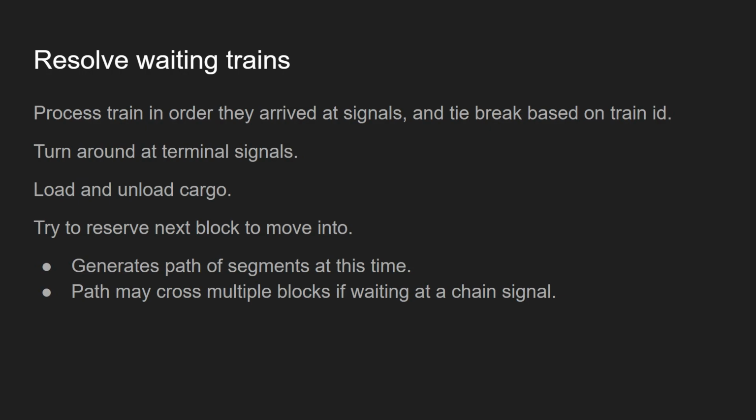If the train doesn't already have a path, it will try to generate a path of segments at this time. Additionally, the path that it reserves may cross multiple blocks if it's waiting at a chain signal, and this is calculated recursively. If a train, for whatever reason, for example, if it's loading and unloading, or if it's blocked at a signal, it will have an invalid next location set.